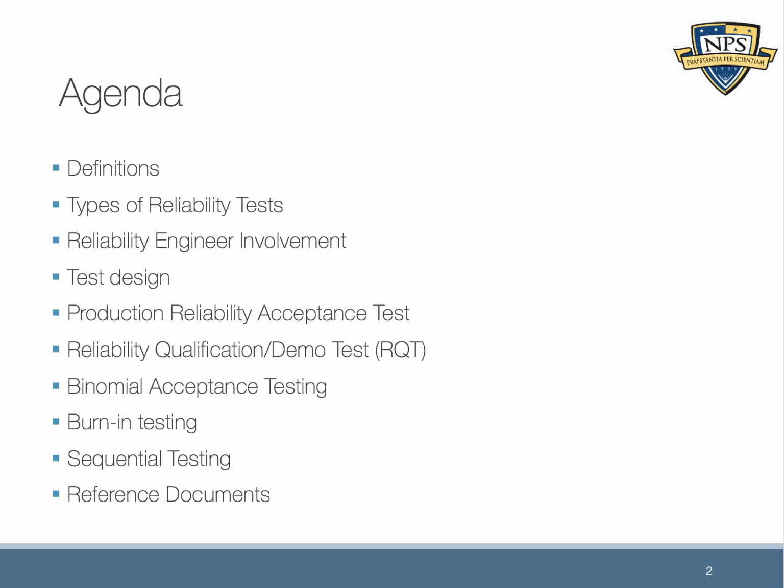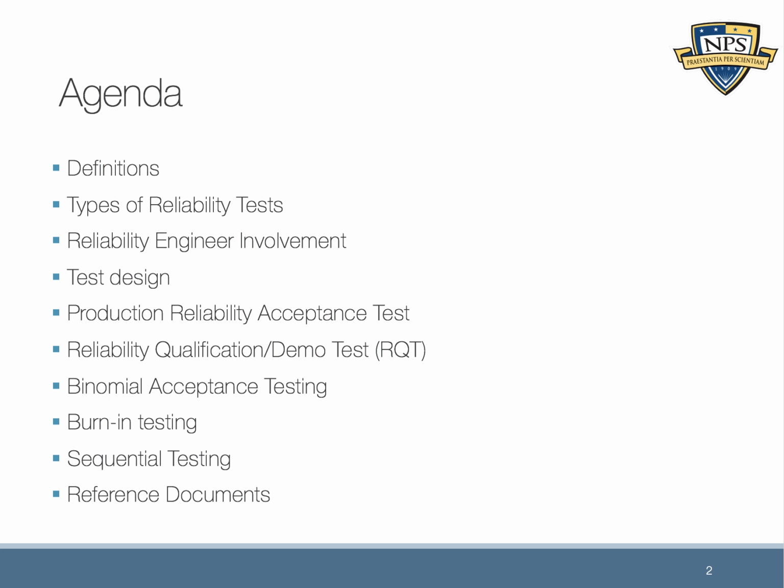So we'll talk about the different types of tests, where they show up in design, how the reliability engineer is involved in those, how to set up tests, or some of the factors that go into thinking about the testing. And then we'll talk about some of the specific tests like the Production Reliability Acceptance Tests, or PRAT, Reliability Qualification Demonstration Style Testing. We'll talk about Binomial Acceptance Testing, Burn-in testing, and sequential testing. And then there's a couple of reference documents that I'll show you. And that'll conclude this lecture.